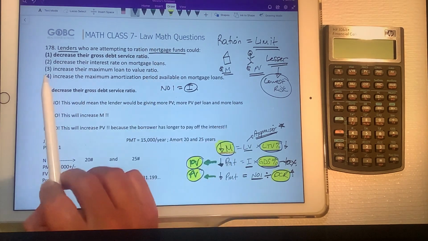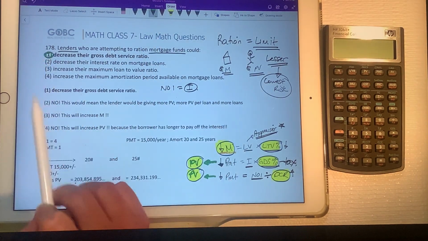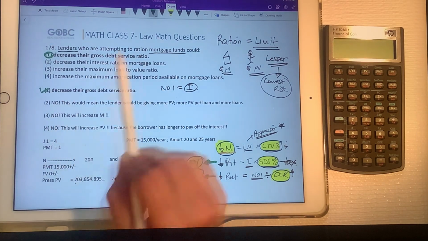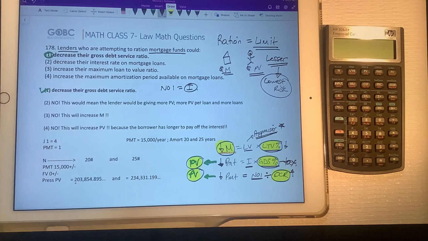So if you look at your answer choices, the only possible correct answer is that they decrease their gross debt service ratio. Decreasing the interest rate might make it a little bit easier for the borrower to make the payments, but it means that it's reducing the yield, reducing the earnings for that lender, and they don't want to sacrifice earnings to lower the risk. They want to earn as much as they can and still minimize the risk as much as possible. So that is not a correct answer choice.